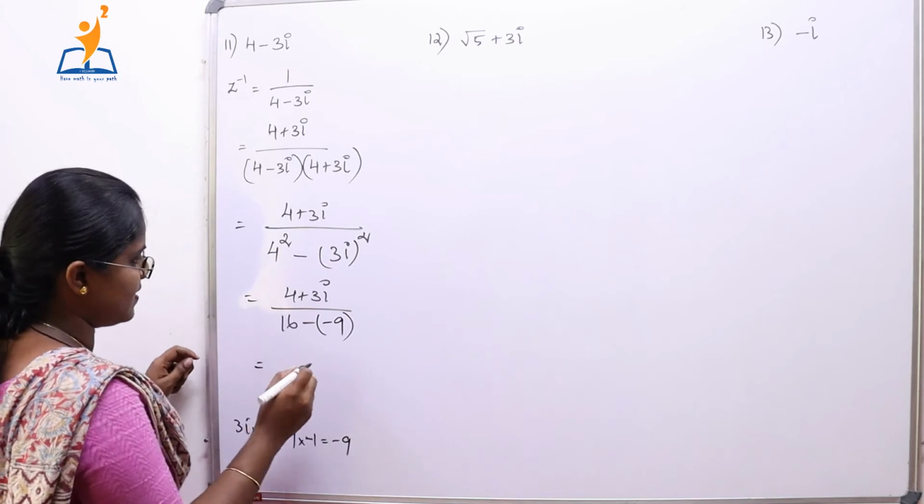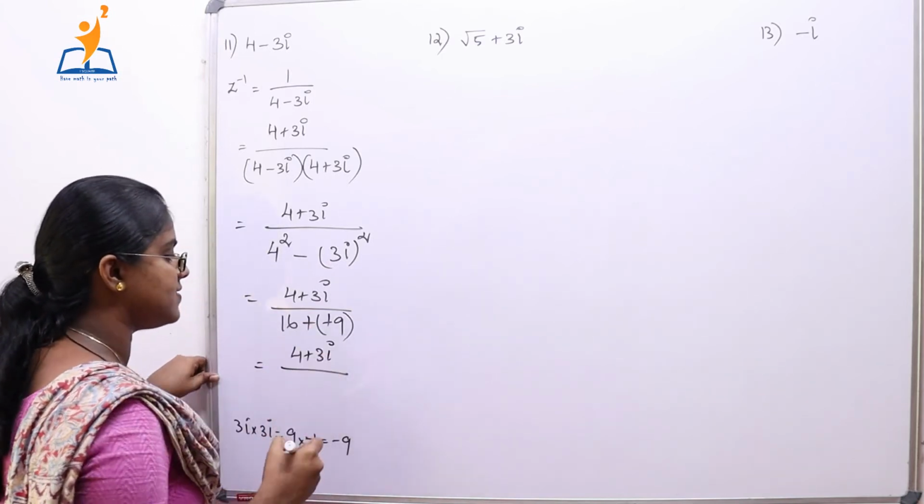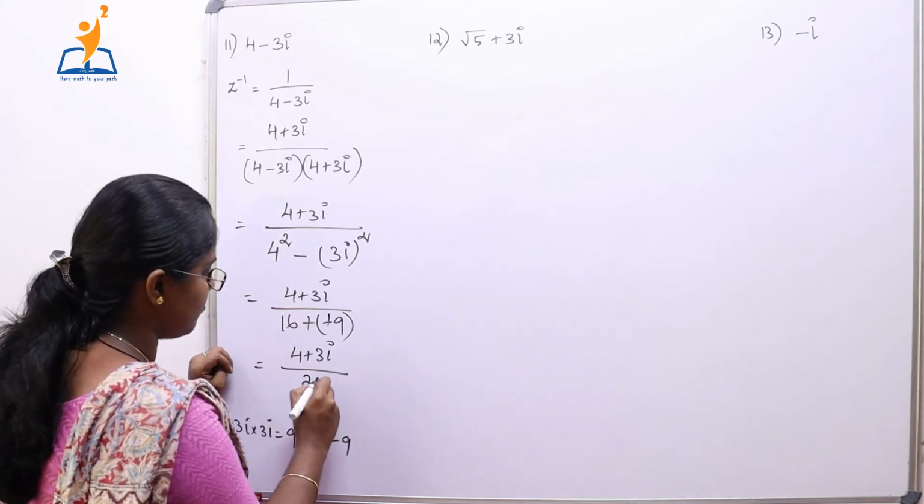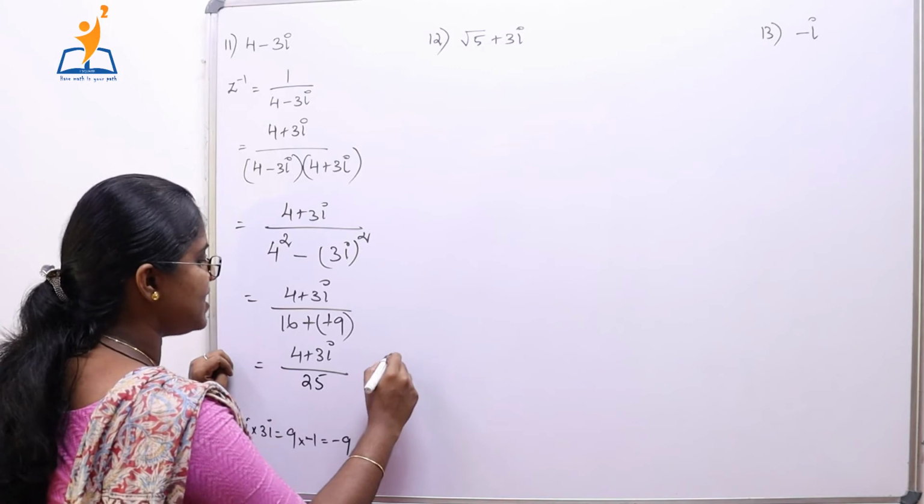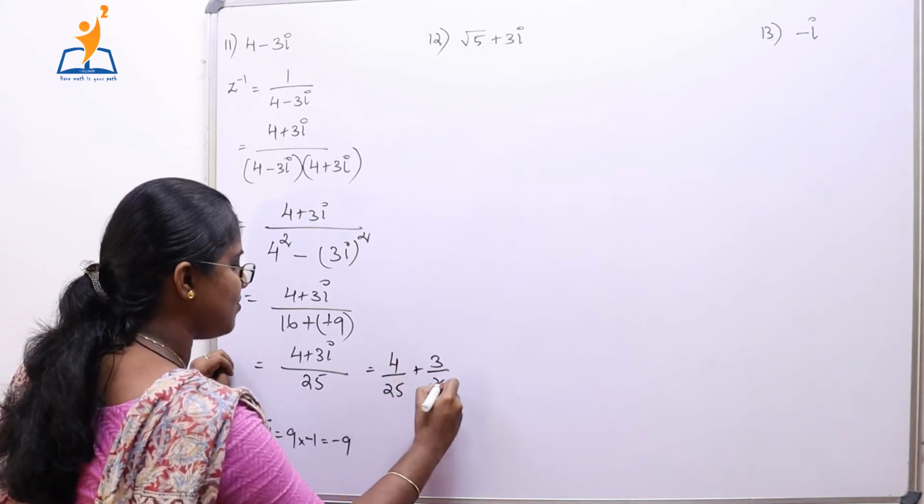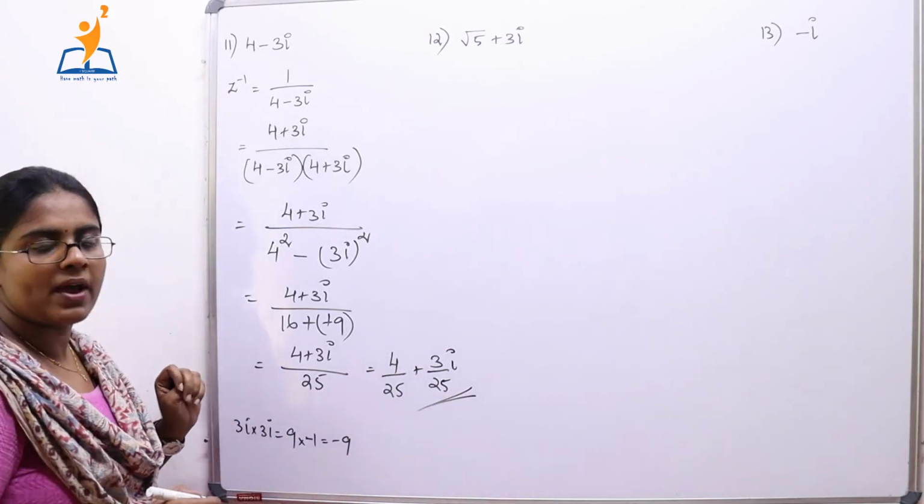So it will become like this: 4 plus 3i, and minus and minus gets into positive. So 16 plus 9, which is 25. So the multiplicative inverse is 4 by 25 plus 3 by 25 into i. This is the multiplicative inverse of 4 minus 3i.